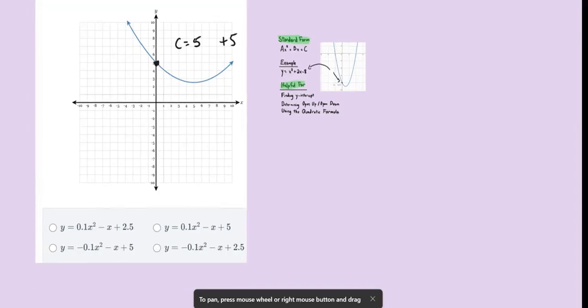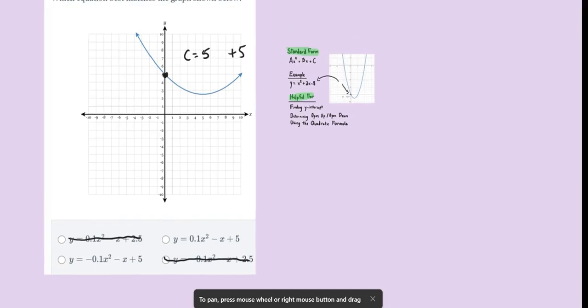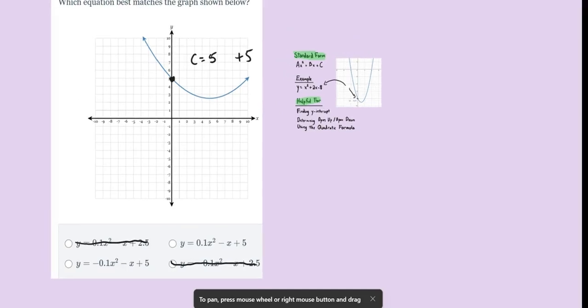So I can already eliminate this one here, and I can eliminate this one here because their c values are 2.5. So that leaves me with two choices. I've got plus 5 here, I've got plus 5 over here. The only difference between the two is this one has a negative, which means it would open down. It would be like this. So using that logic, I've nailed it down. It's got to be this one right here.